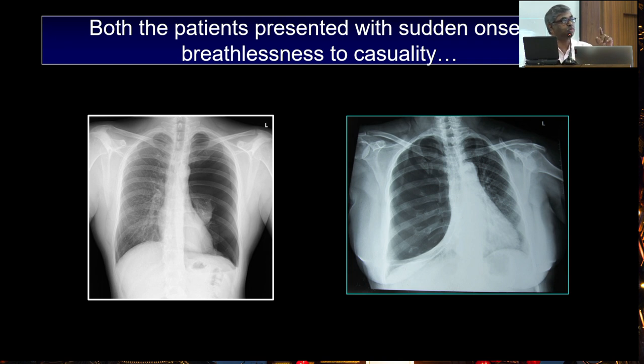This patient, if you don't put a tube, the patient may go into respiratory failure. Here, if you put a tube, the patient will collapse. So the difference is this collapsed lung border, this concavity. So this is a tension bulla.